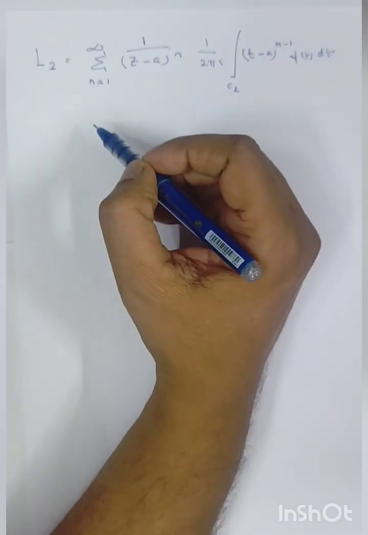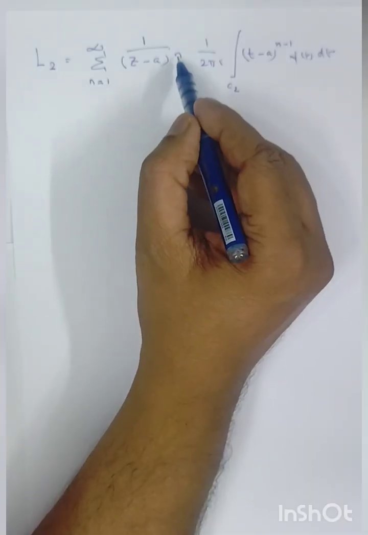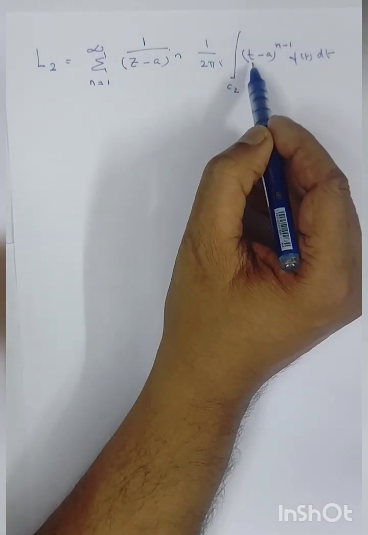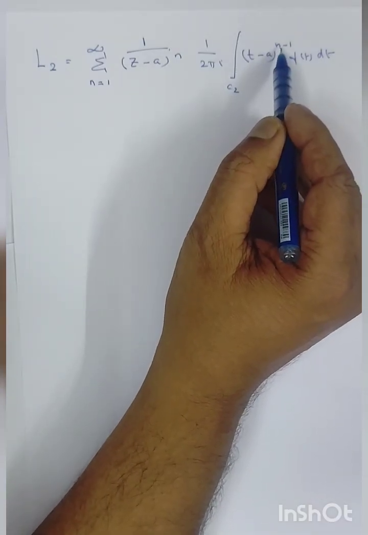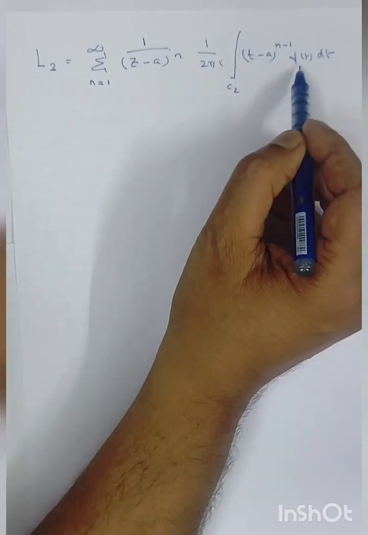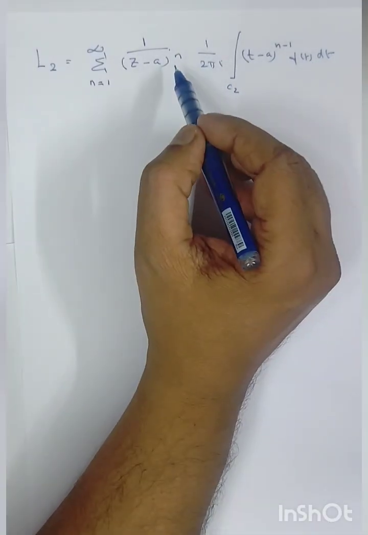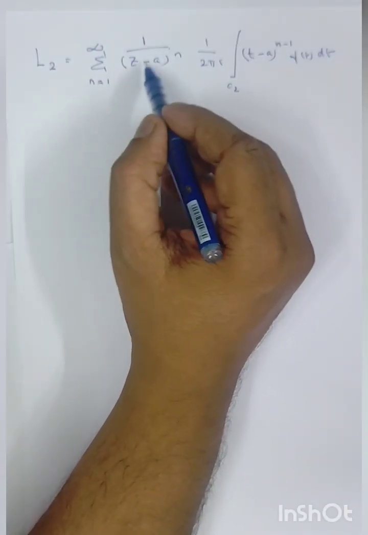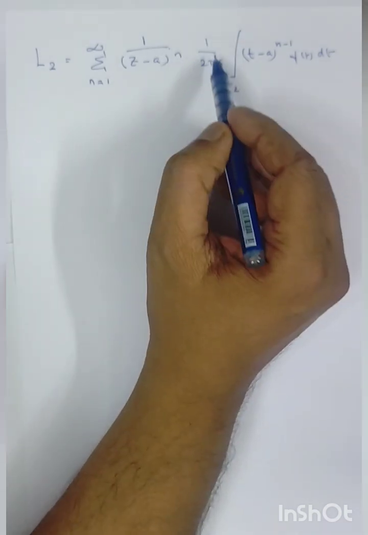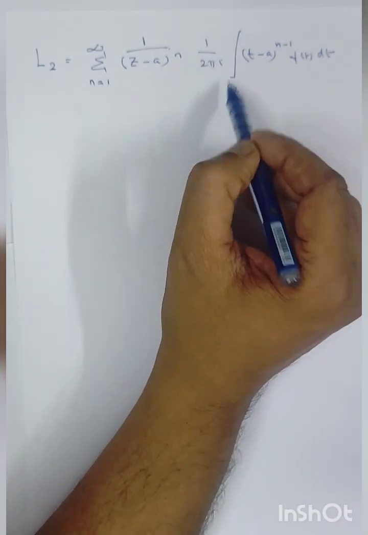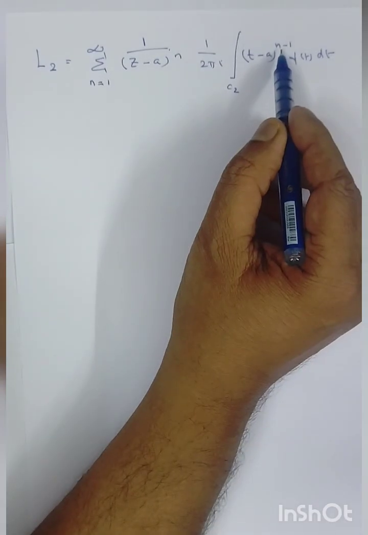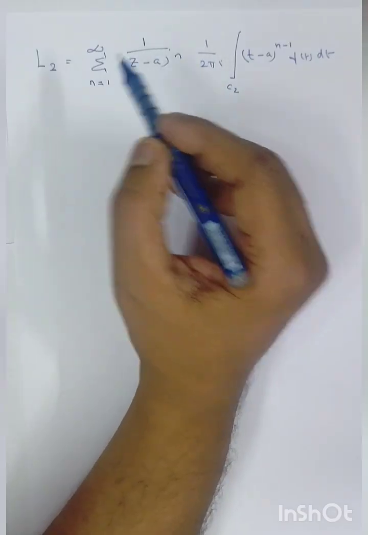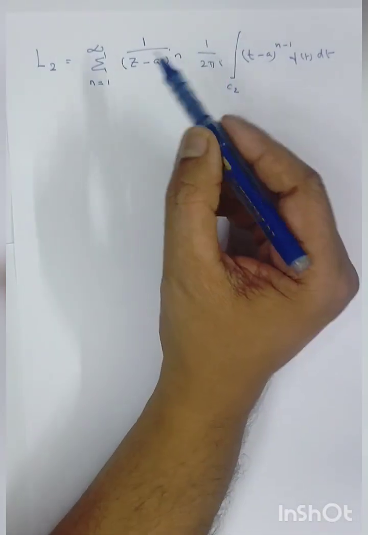Now when n becomes 1, this term becomes (z minus a) the whole power 1, that is 1 by z minus a, into 1 by 2 pi i, closed integral of C2 (t minus a) to the power n minus 1. With n equal to 1, 1 minus 1 is 0, so this term becomes 0, then f of t dt, which represents the first term of the above equation. Similarly, when you substitute n equal to 2, you get 1 by (z minus a) the whole square into 1 by 2 pi i, summation of C2 (t minus a) to the power 2 minus 1, that is 1, so (t minus a) f of t dt, which represents the second term. Similarly for the third and fourth, when you change the value of n.